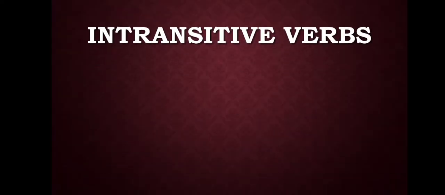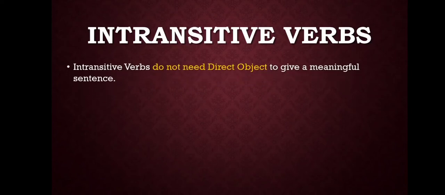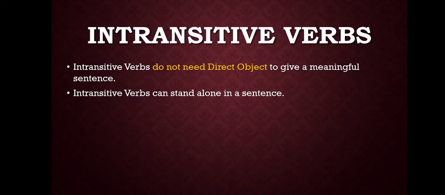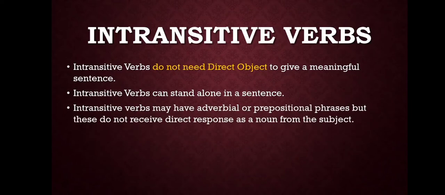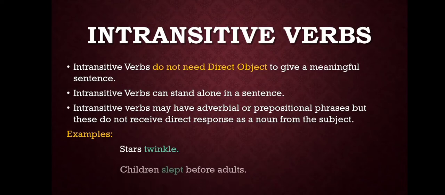Intransitive verbs, on the contrary, are those verbs which do not need a direct object to give a meaningful sentence. Intransitive verbs can stand alone in a sentence, and they could give you a complete meaning without having a direct object. For instance, if you say stars twinkle, it is complete. This twinkle is a verb which does not need any direct object to give its complete meaning.